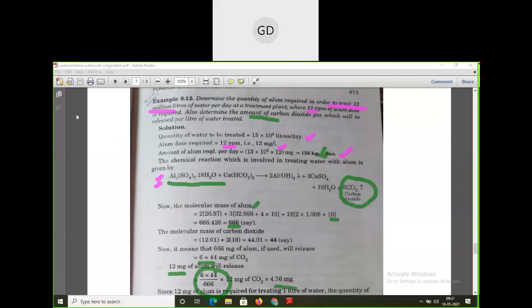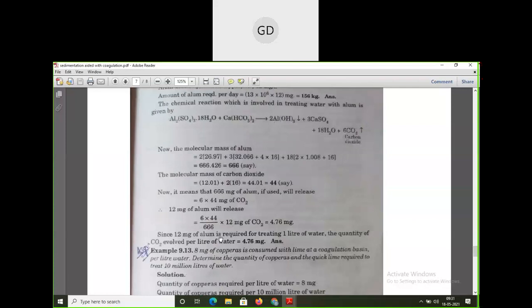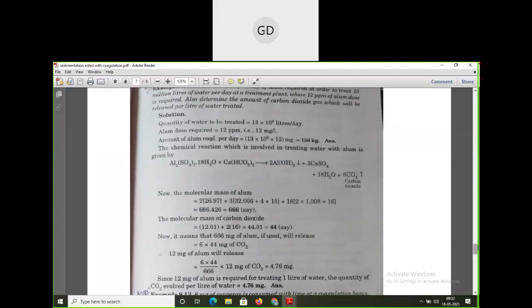Finally, it's written here: since 12 milligram of alum is required for treating 1 liter of water, the quantity of carbon dioxide evolved per liter of water is equal to 4.76 milligram. You can just write the answer simply as 4.76 milligram. This is not very tough, it's a very easy numerical. You just need to know some basics, like remembering the chemical reaction, and knowing the molecular weights of each element, so that you can find the molecular mass of each compound.